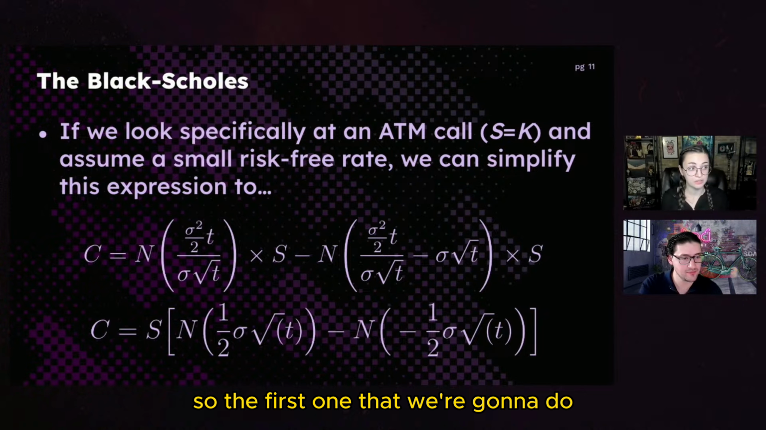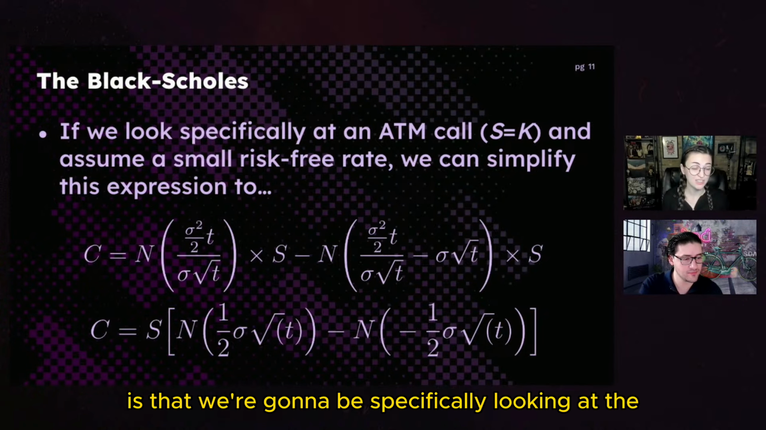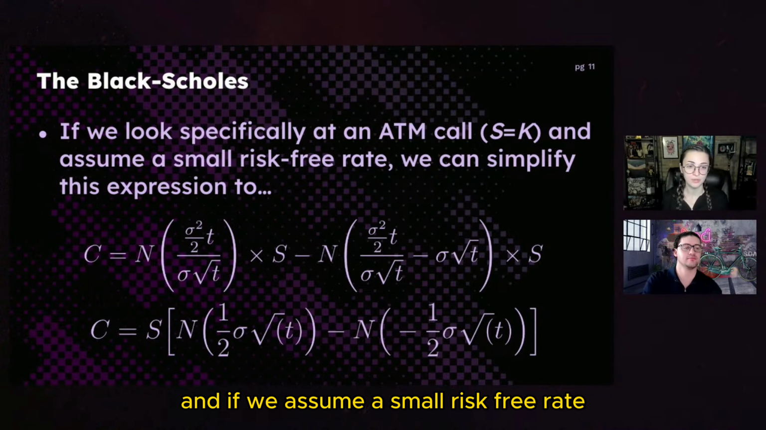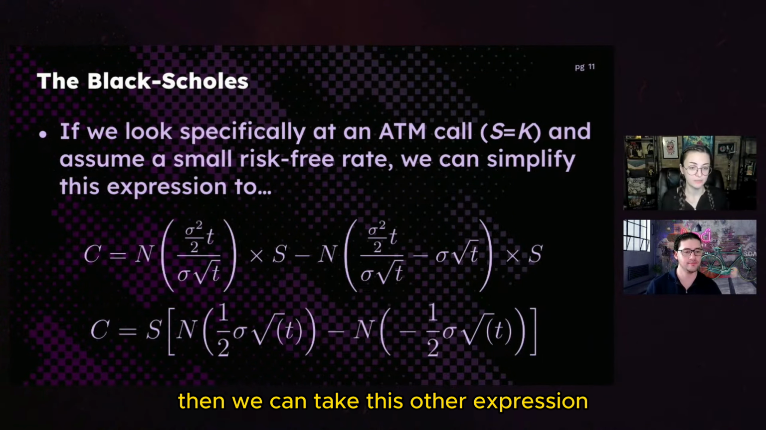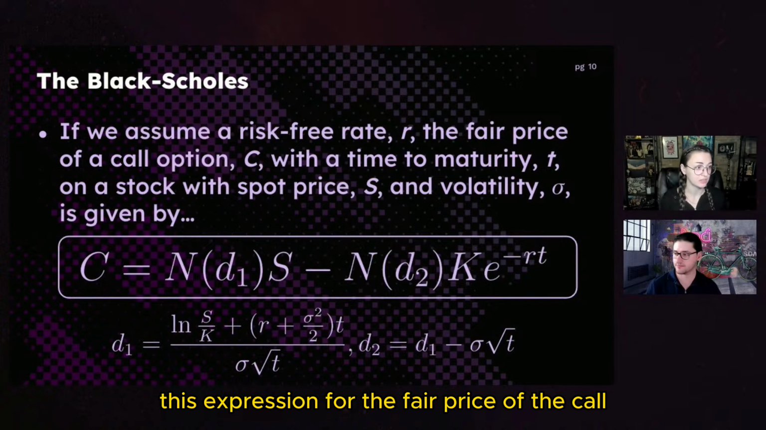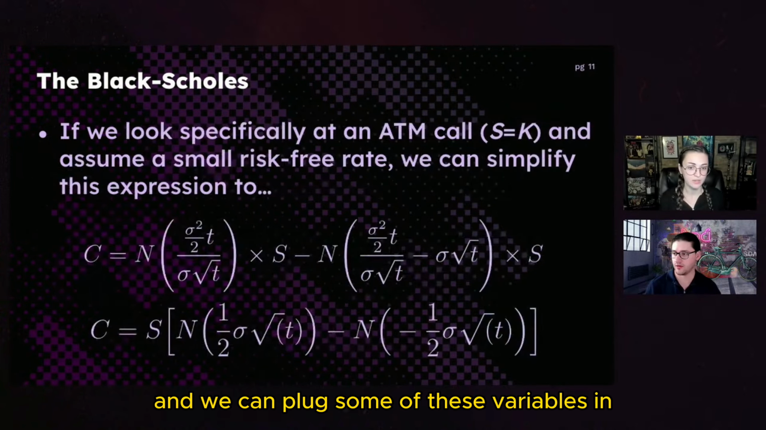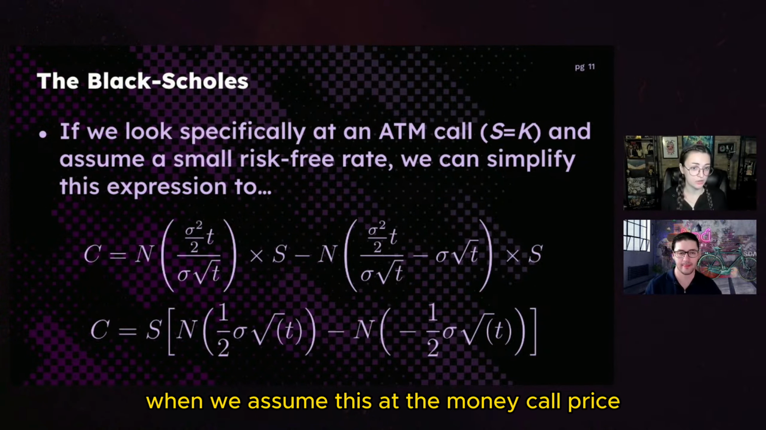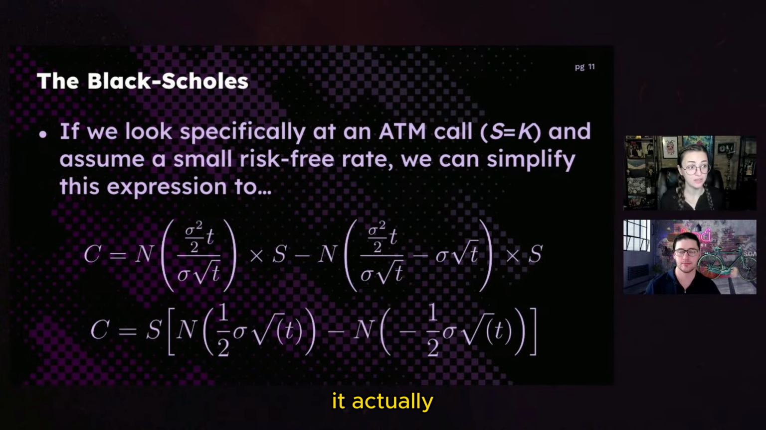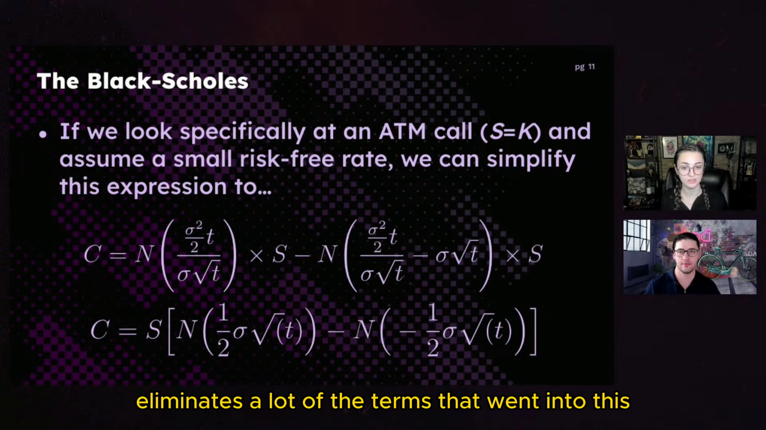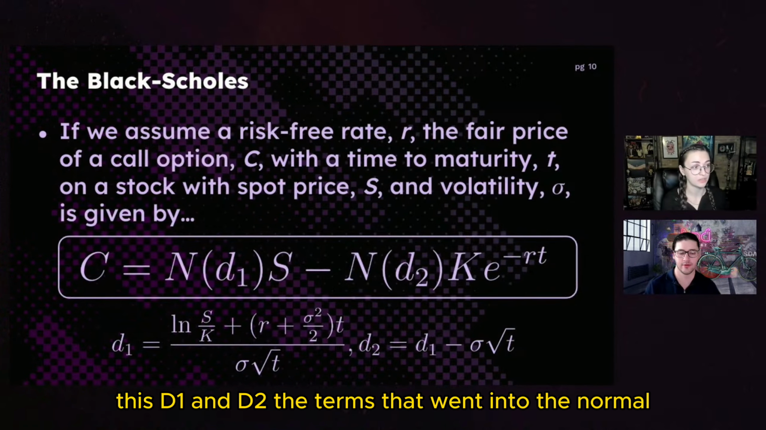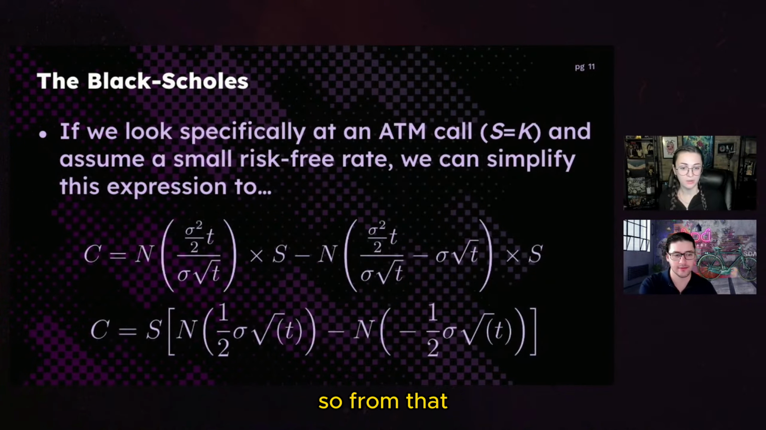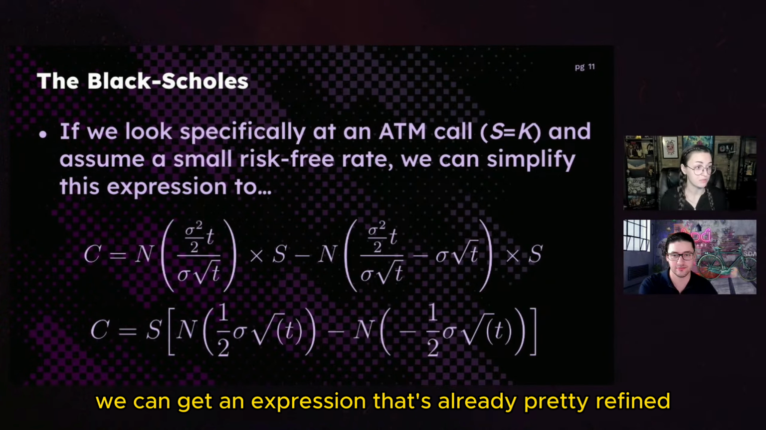The first simplifying assumption is that we're going to be specifically looking at the at-the-money call, where the strike price is equal to the spot price of the underlying. And if we assume a small risk-free rate, then we can take this expression for the fair price of the call and plug some of these variables in to simplify it a little bit. When we assume this at-the-money call price and a small risk-free rate, it eliminates a lot of the terms that went into this D1 and D2, the terms that went into the CDF of the normal distribution function. So from that, we can get an expression that's already pretty refined.